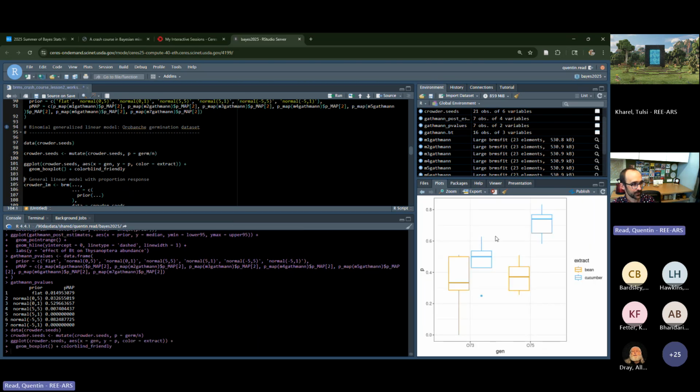So here's the distribution. You can see that the median probability of germination for genotype 075, if it was treated with cucumber extract, is about 75%. So it looks like cucumber may stimulate germination more, especially in this genotype here, 075. Pretty basic. It looks like there's an interaction between genotype and extract, because the extracts have a bigger difference in one genotype than another.